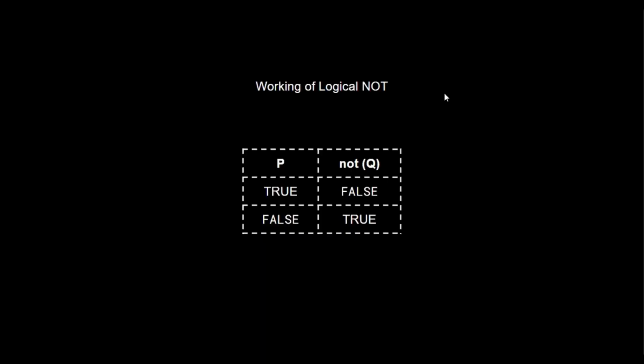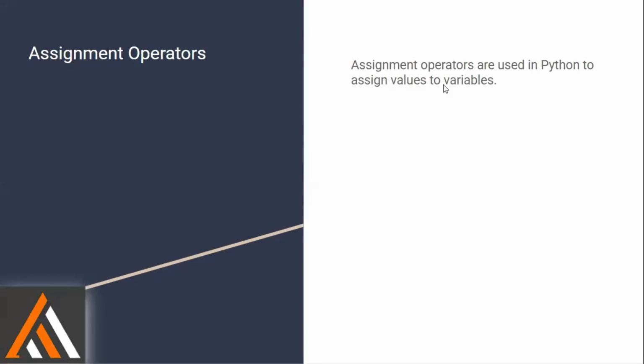So this was all about logical operators. Hope you have understood this. And the last operator for this video is the assignment operator. Whenever we assign a value to a variable, it is done using the assignment operator.